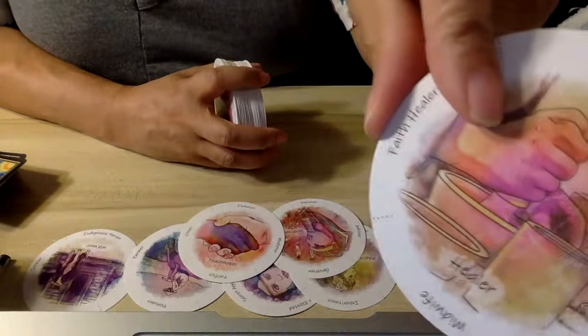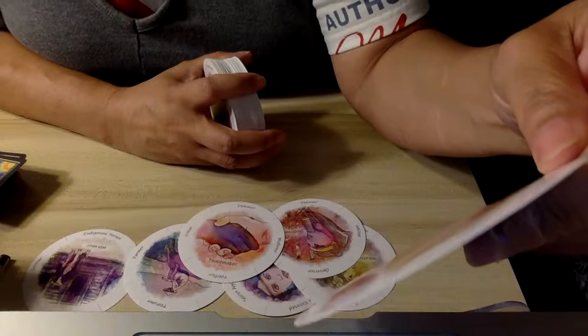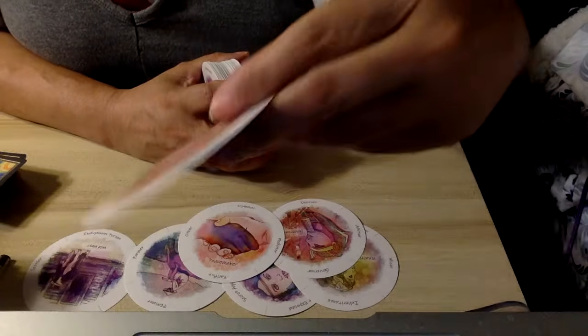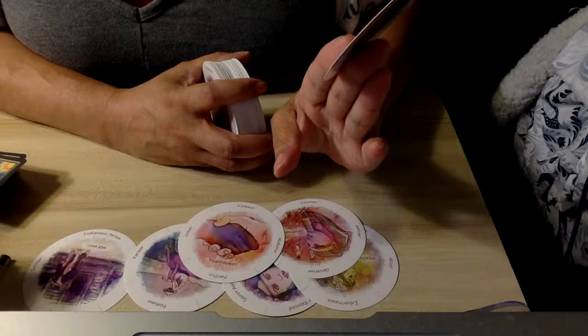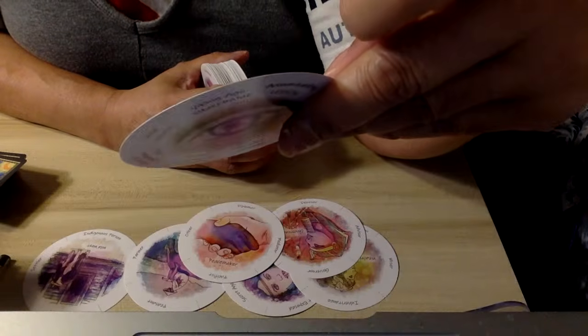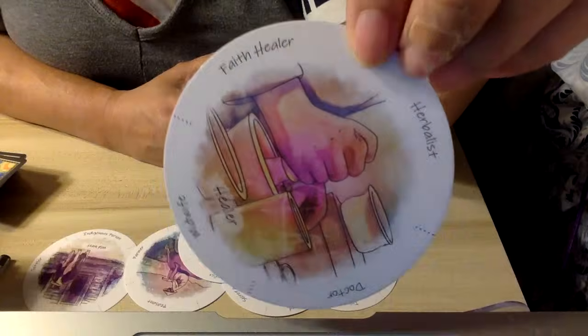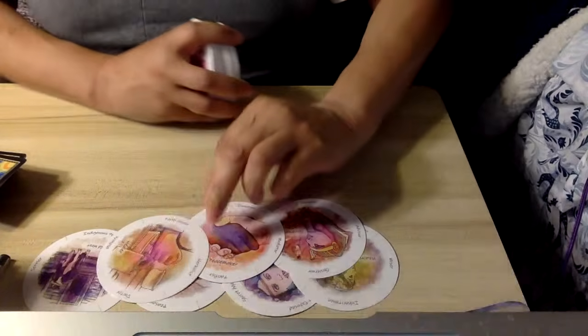A healer. A doctor. A herbalist. A faith healer. Or midwife. Oh, that's interesting. Do they have the pharmaceutical entrepreneur? Or the florist? Catch that tea.